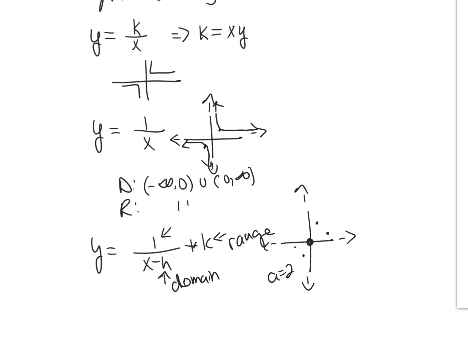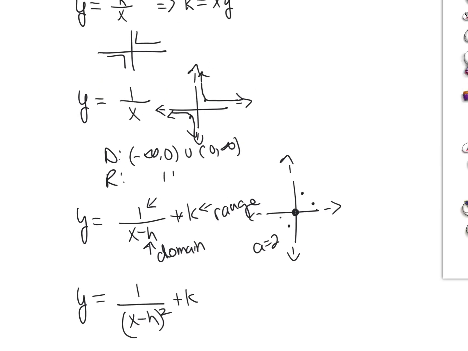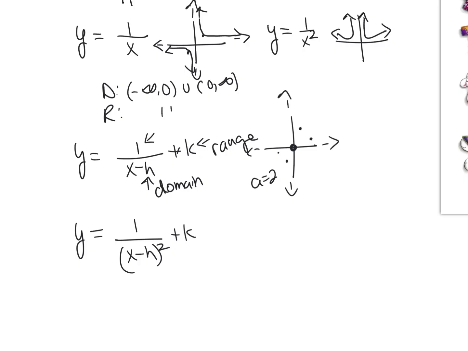Then we added another piece to this one. We did y equals 1 over x minus h squared plus k. So if I go back up to this one up here, 1 over x squared just meant that both of my curves were up top. So this one acted similarly, keeping in mind that your h and k would once again impact your domain, and this would impact your range.